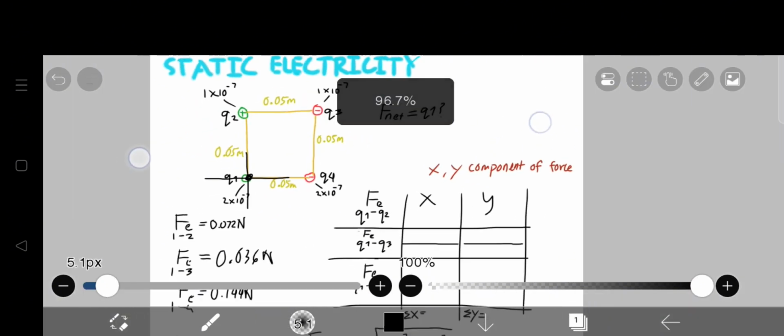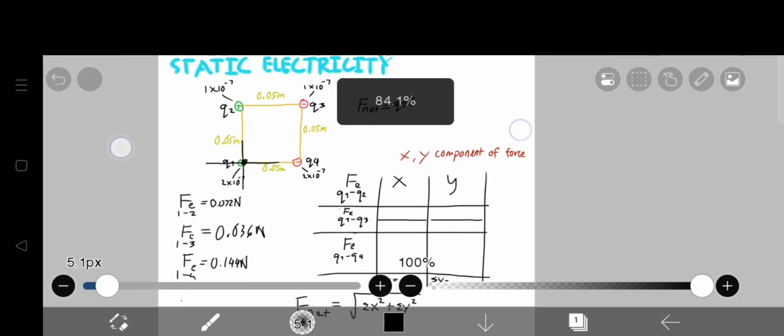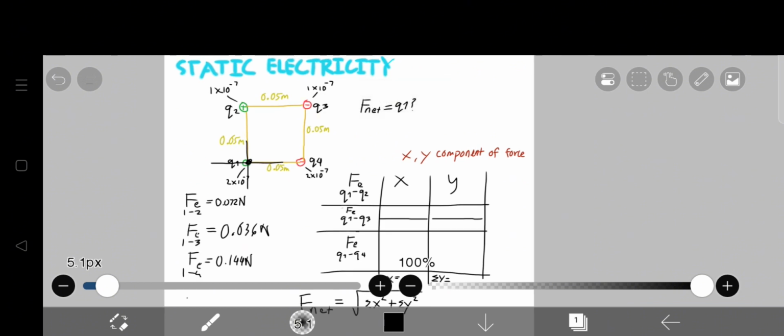Now that we have the Cartesian plane, hanapin na natin yung x and y component of force. So, unahin natin yung Q1 to Q2. So, since yung Q1 to Q2 is a straight line, isa sa kanyang x and y values ay 0. And since it is a vertical line, yung x yung magiging 0.